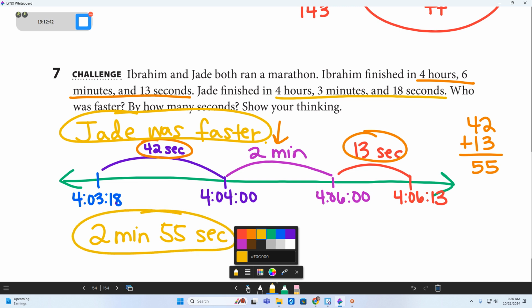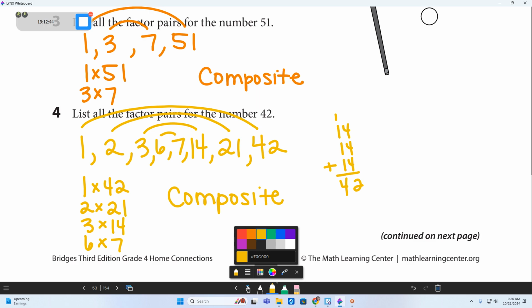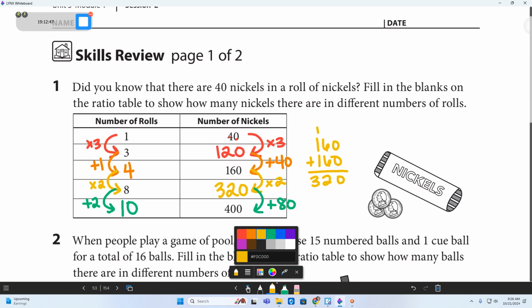All right, let me show you those answers. All right, here's page 49.